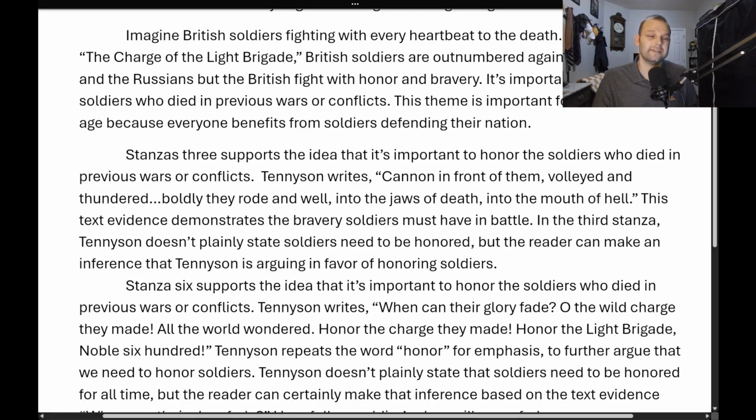In the third stanza, Tennyson doesn't plainly state soldiers need to be honored, but the reader can make an inference that Tennyson is arguing in favor of honoring soldiers. So again, it's important to make an inference as a reader. Remember, an inference is not your opinion or your bias. An inference is an educated guess based on text evidence. We have to use text evidence to support our inferences or educated guesses about the text.